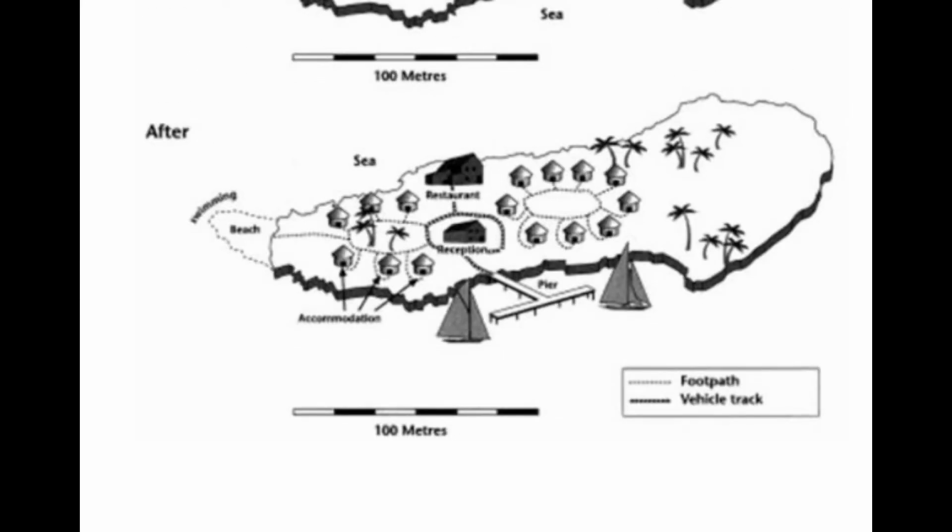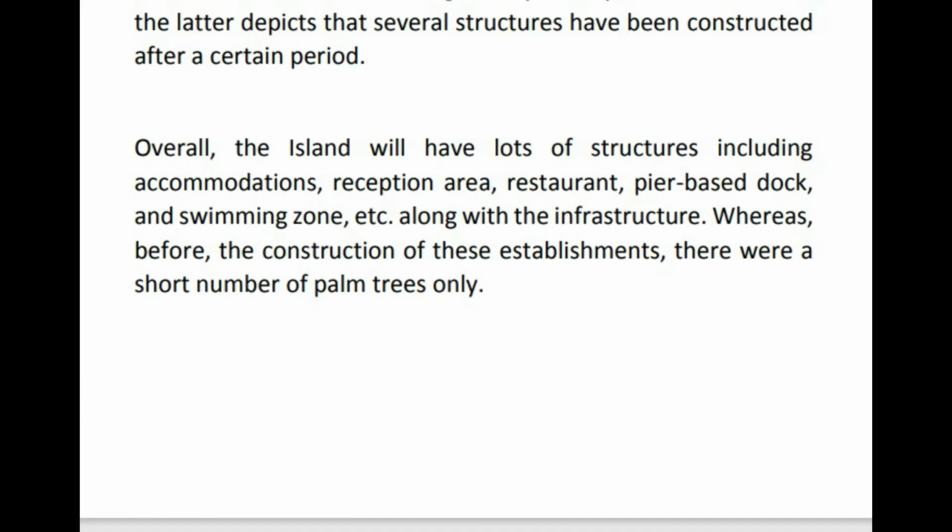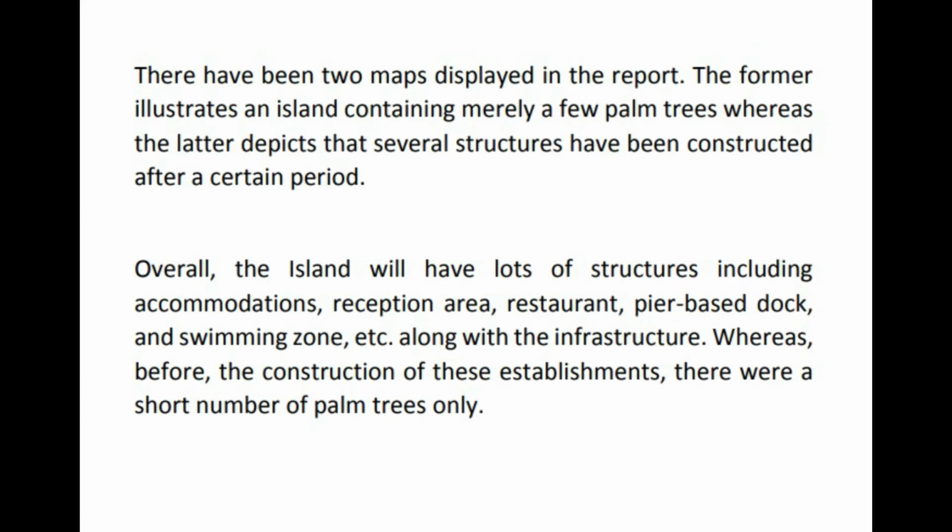A point to note over here, I never used any word out of this diagram. All of the words given in this diagram, like pier, accommodation, swimming, you can see all of the words are available in the map, in the diagram. Footpaths, infrastructure, I will use them in detail in the body paragraph. So in the overview paragraph, I just gave an overview. The overview was all about what was before construction and what it will be like after a certain period of time. Now let's move to the body paragraph.